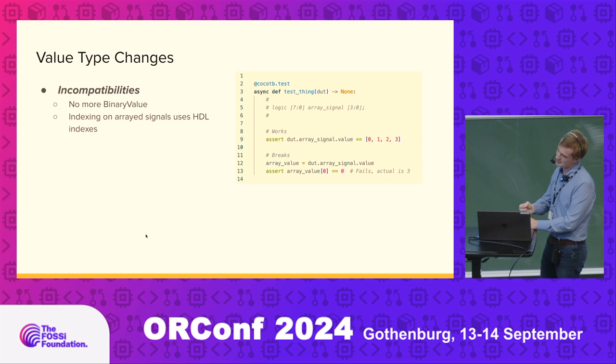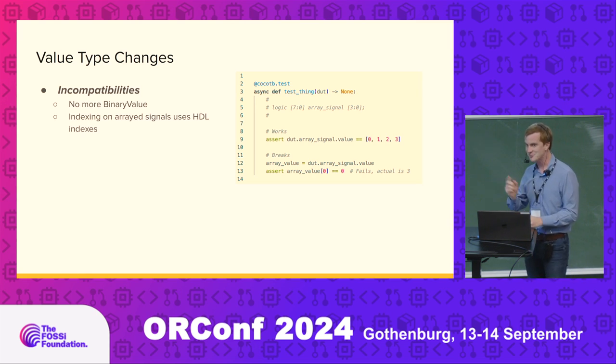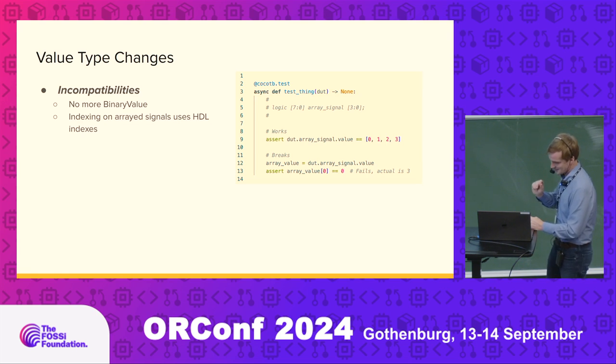All right, and the major incompatibility, in my opinion, is moving to array for the arrayed signals. So it used to be a Python list, which was always indexed 0 to length minus 1, but now it uses the HDL index. So as you can see in the example, if you have an array that's defined 3 down to 0, 0 is no longer the leftmost value, it's the rightmost value. So that might bite you.